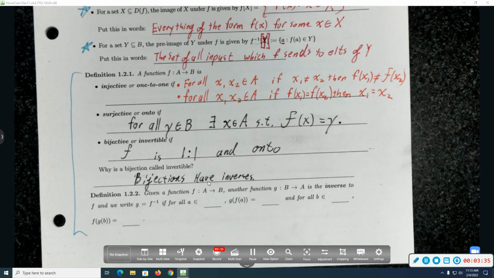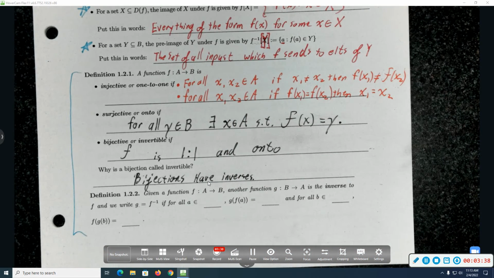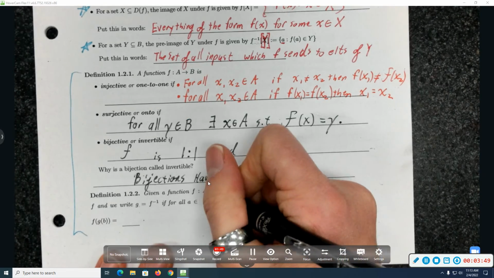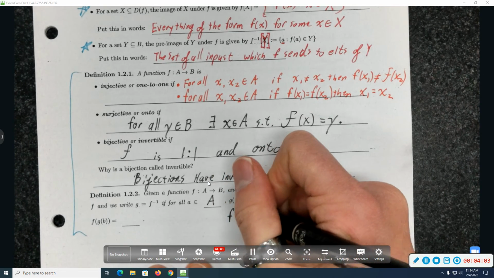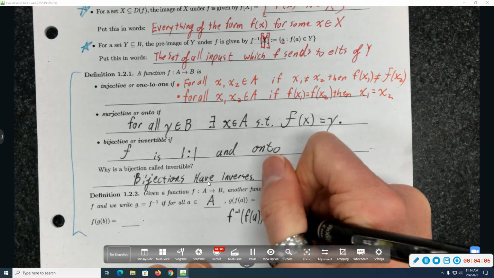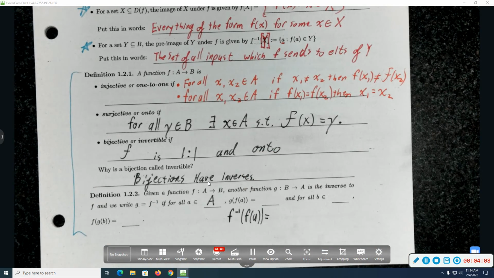And what do I mean by that? Given a function f from A to B, another function g going the opposite direction is the inverse to f, and we write g equals f inverse, if for everything in the domain, what should the inverse applied to f applied to a always be equal to? What should that be? A. Awesome.